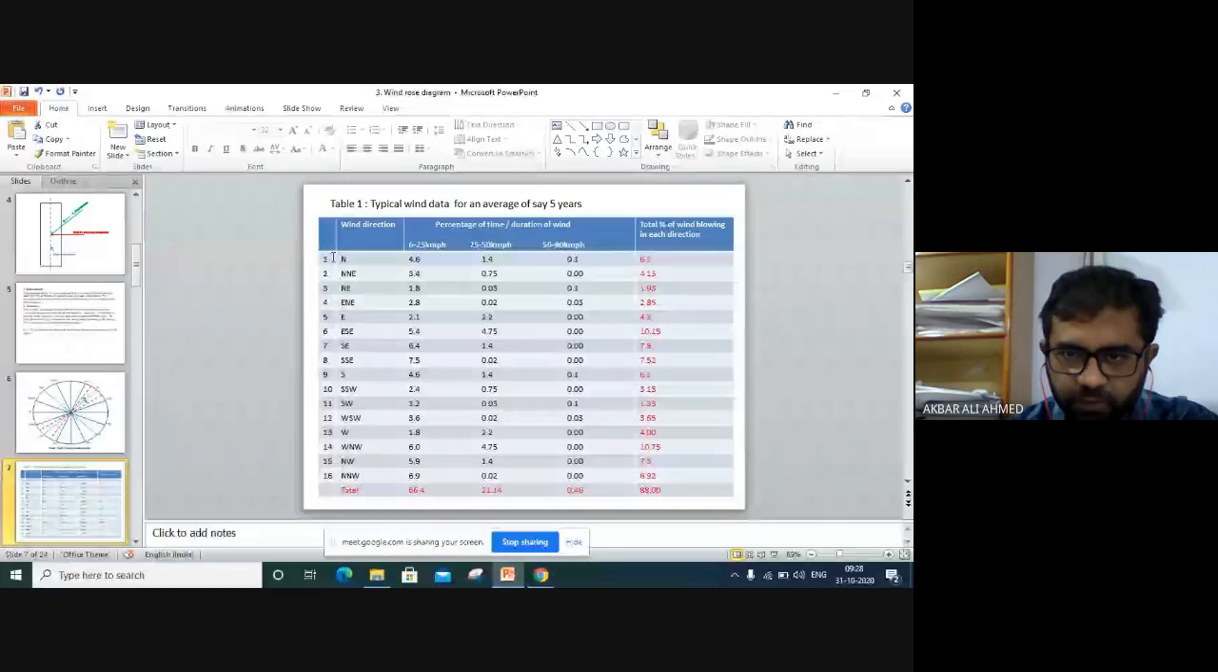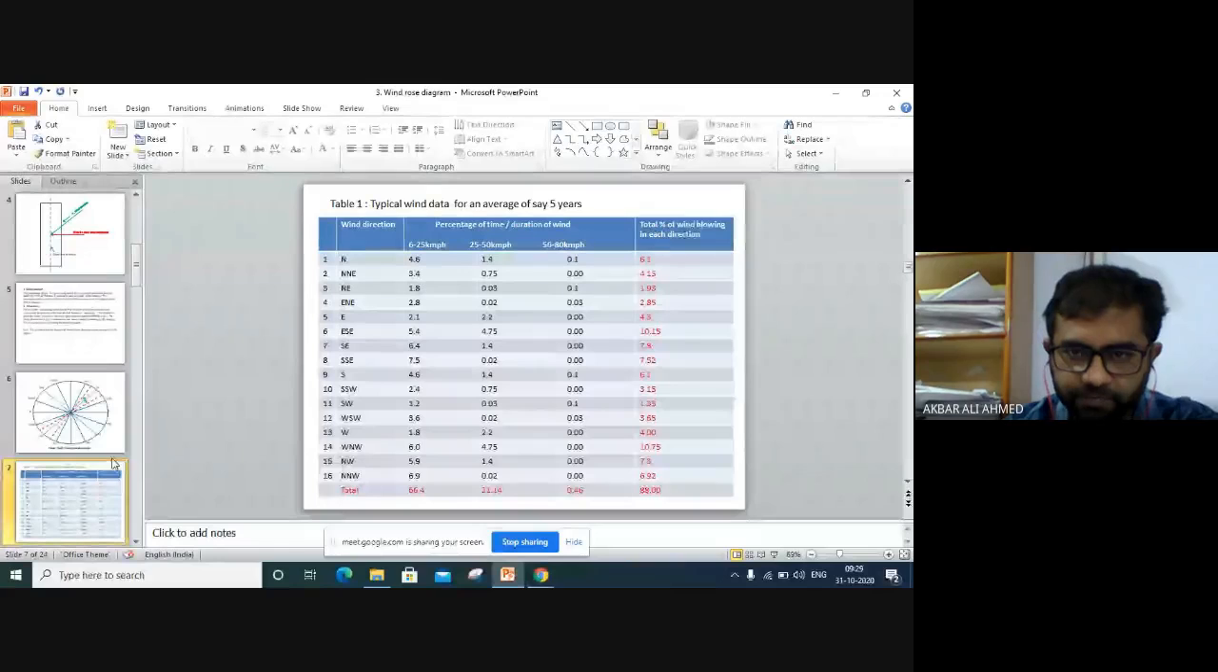So first you will just take a summation: 4.6 plus 1.4 plus 0.1 is 6.1%. This 6.1% means that for this much time of the year, the wind will flow in the north direction. So this is the total percentage of wind blowing in each direction. The 6.1% of wind will flow in the north direction. Similarly, in the northeast direction, the wind will flow for 4.15%. Similarly, in different directions, you are getting different percentages.